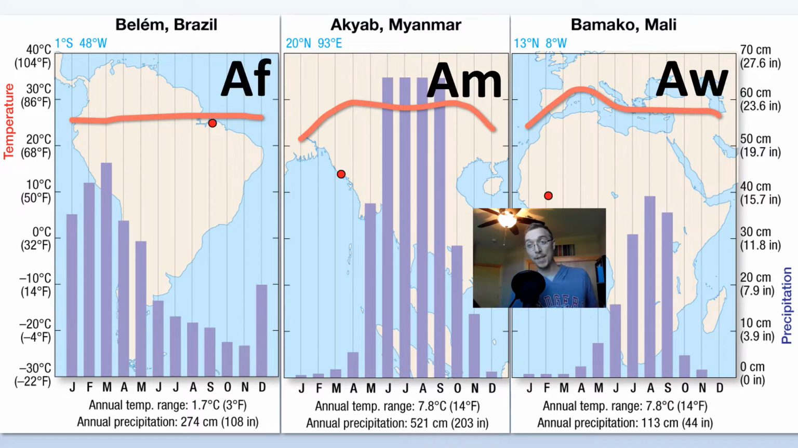These match up with your guesses. For Belém, every month has more than 60 millimeters of precipitation, despite a summer-dominated precipitation regime. The temperature is consistent across the entire year, and these trends are typical of a tropical wet climate. Did you say Am or monsoonal for Akyab? You note that the summer months were dominated by significant precipitation that fell off during the winter months. This is pretty typical of a tropical monsoon climate.